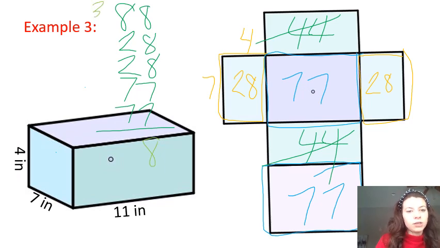All right, now we have 3, 8, 2, 2, 7, 7. Okay, so let's just work down the line. 3 and 8 is 11. 11 and 2 is 13. 13 and 2, 15. 15 and 7 is 22. And 22 and 7 is 29.